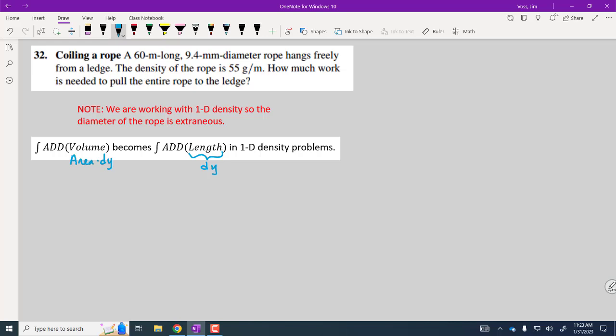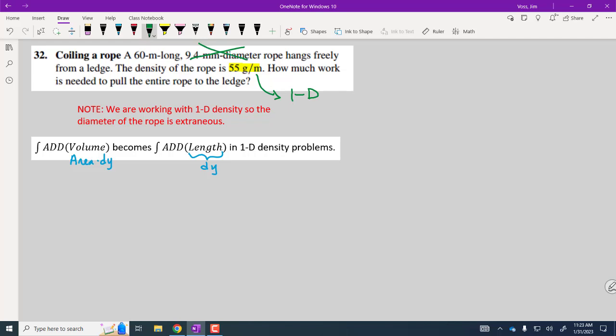So let's see if we can manage this here. First off, we're dealing with a rope which they've given us a diameter, which makes you feel like you should have cross-sectional area. But what we notice immediately with our density is that they've given us a 1D density. They gave us grams per meter, not grams per meter cubed. If they gave us grams per meter cubed, then of course the diameter of the rope is going to be important. But they gave us density as one-dimensional. So that's a 1D setup right there. It's not per meter cubed. So that means that the diameter of the rope is not necessary.